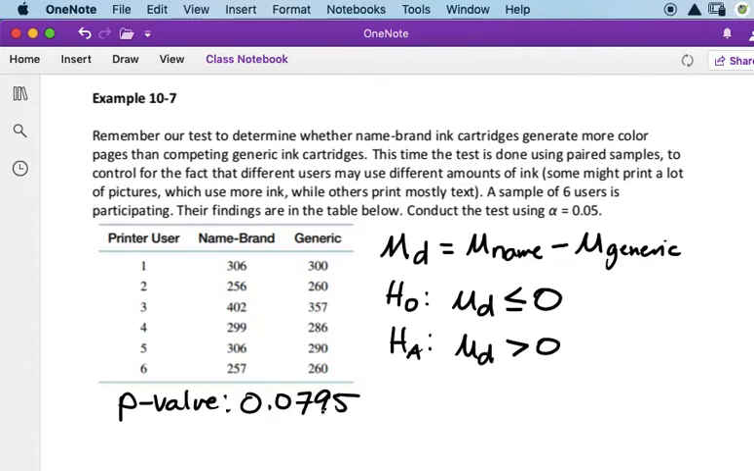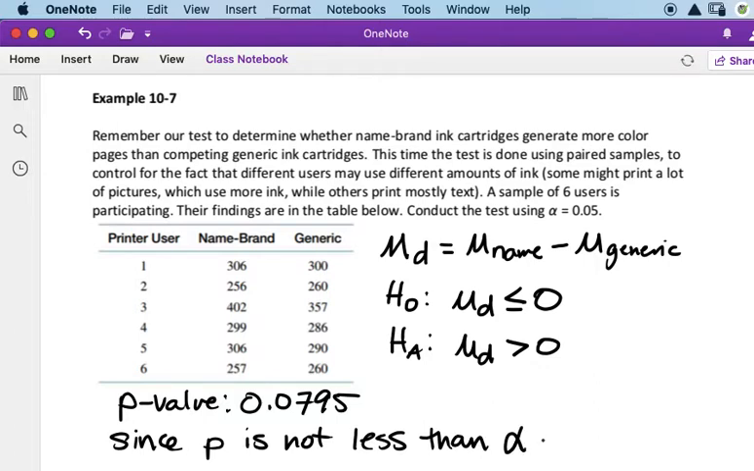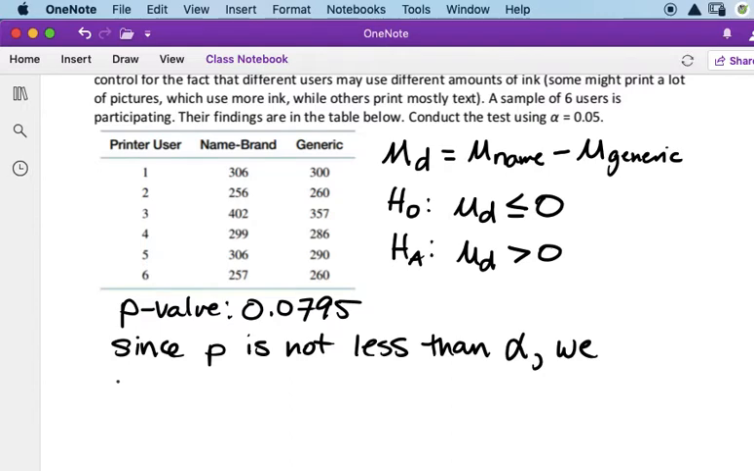So what do we do with that? We compare it to alpha. Is the p-value less than alpha? No, it is not. 0.0795 is not less than alpha. So the p-value is not less than alpha. That means that we cannot reject the null hypothesis, or we fail to reject the null hypothesis.